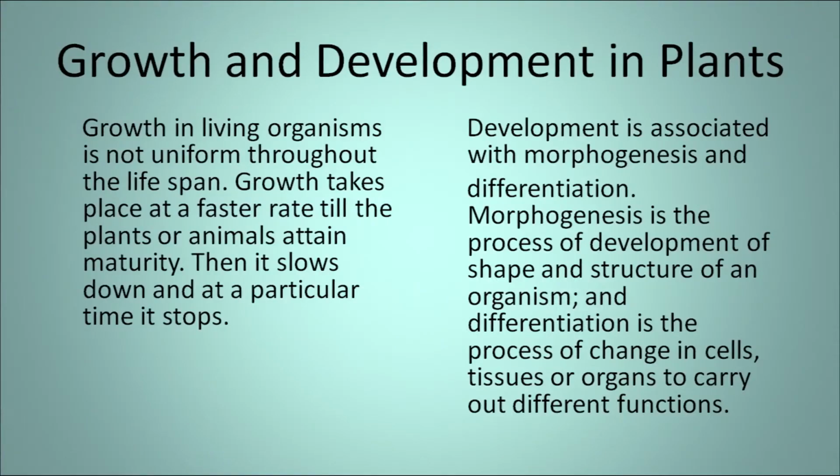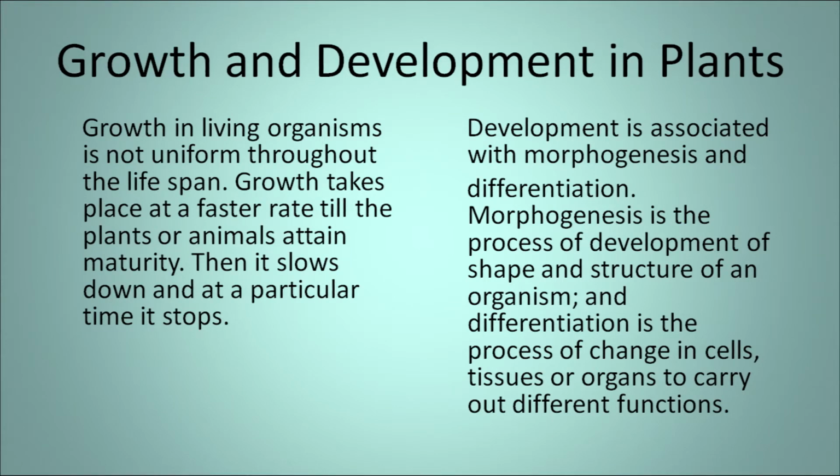Now, coming to growth and development, to make it a little more clear for your understanding, growth in living organisms is not uniform throughout their life cycle. Initially, the growth is very fast till the plants or the animals attain maturity, and then it slows down and ultimately it stops.